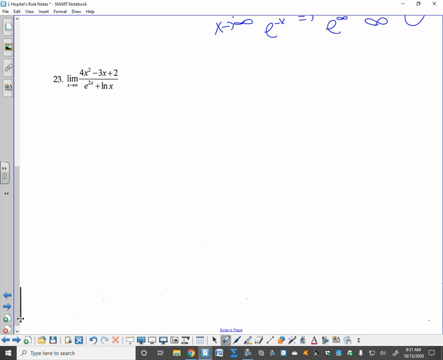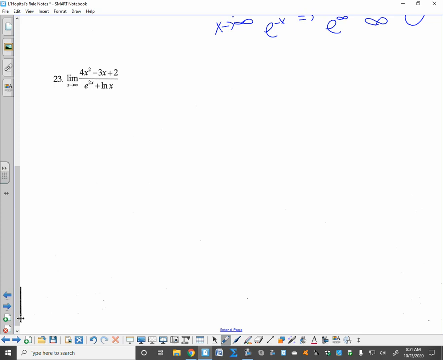Okay, and so you guys can see how when they give you just a straight limit problem, they're going to use those tricky functions like e's and ln's and trig to try to jazz those up a little bit.